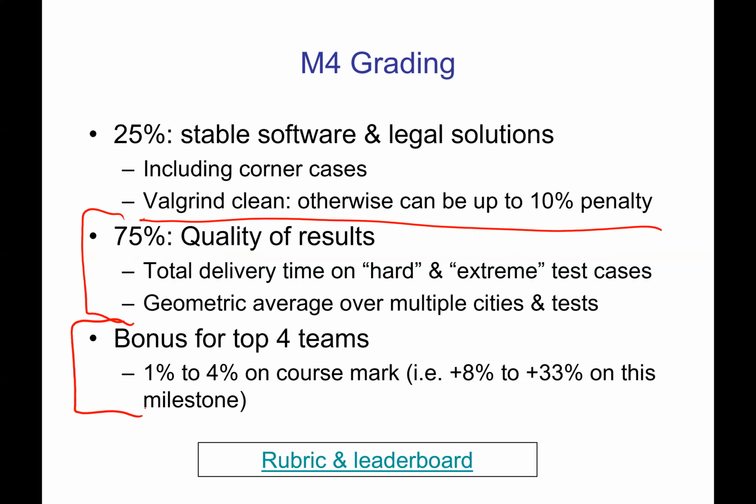There's a leaderboard. Every time you submit, not when you exercise, but when you submit, your score goes into this leaderboard, and you can see how you're doing against the rest of the class. Your ID is anonymized, so you know who you are, no one else does. They just know there's somebody with this score, so you can do it without fear of embarrassment. The top 4 teams will get a bonus on this milestone of 8% to 33%: for fourth, 8%, for first, 33%, which is 1% to 4% on the total course. You can go read the rubric.